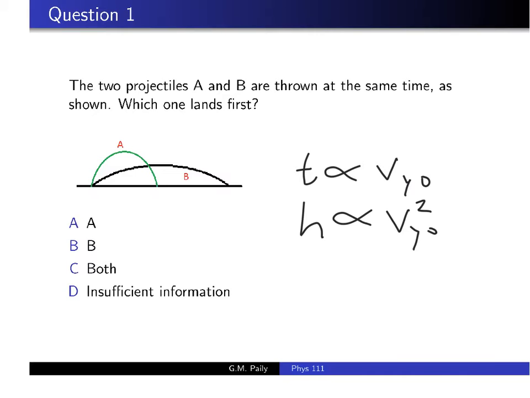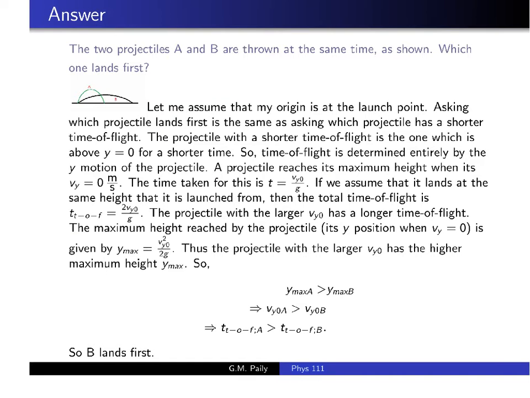Projectile B has a lesser height. Because it has a lesser height, it must have a lesser Vy naught. Because it has a lesser Vy naught, it must have a lesser time of flight. And so the answer is B. Here is the explanation given in more detail. You can pause and read it at your leisure. We'll be moving on to the next slide.